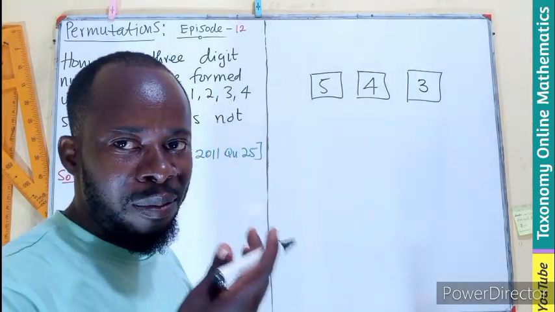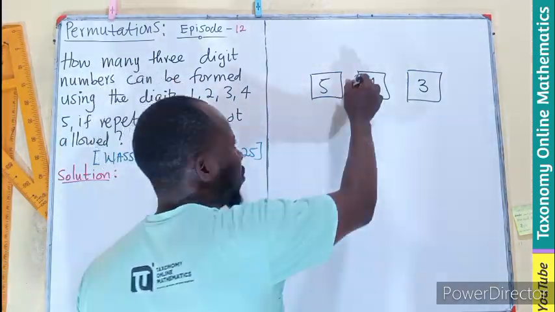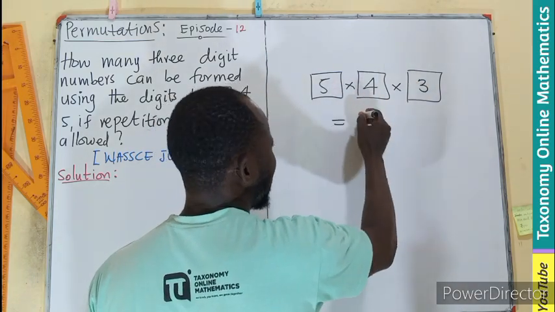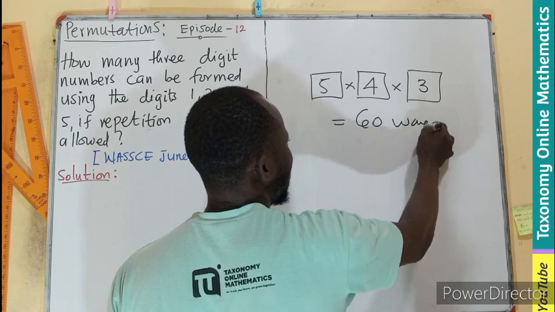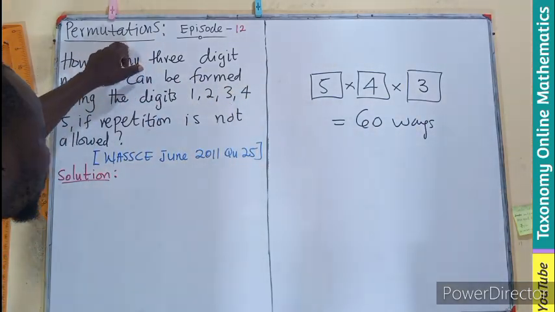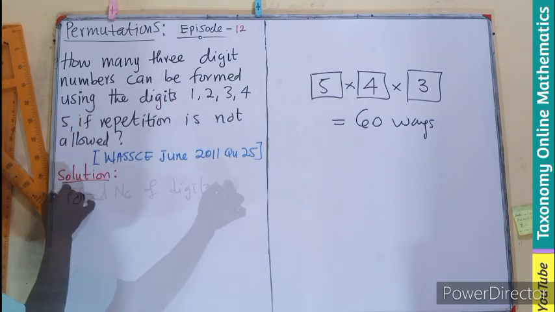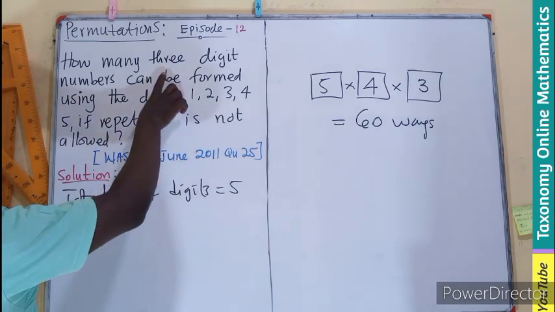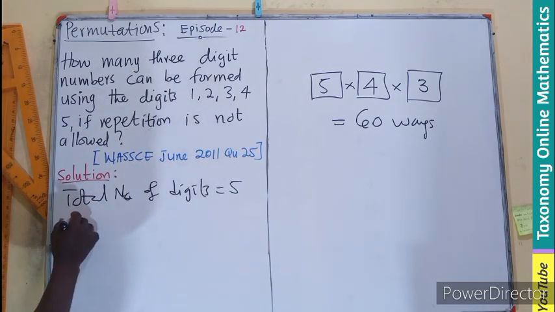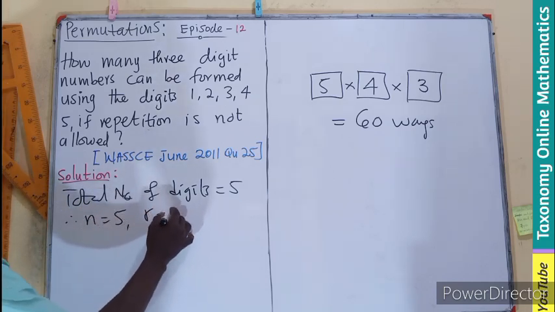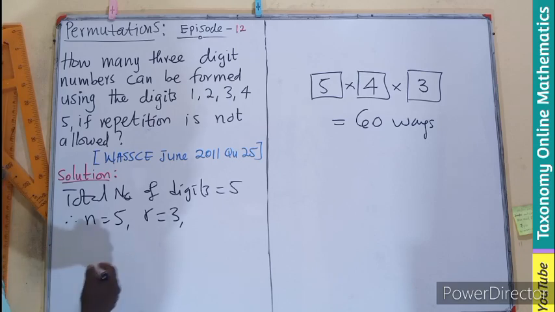By the fundamental principle of counting, we multiply these, and this will give you 60 different ways. But since we are dealing with permutation, we say that the total number of digits is 5, and this 5 is referring to the n. Then how many are we picking? We are picking 3 digits. So therefore n is 5 and r is 3, which is the 3 digits.